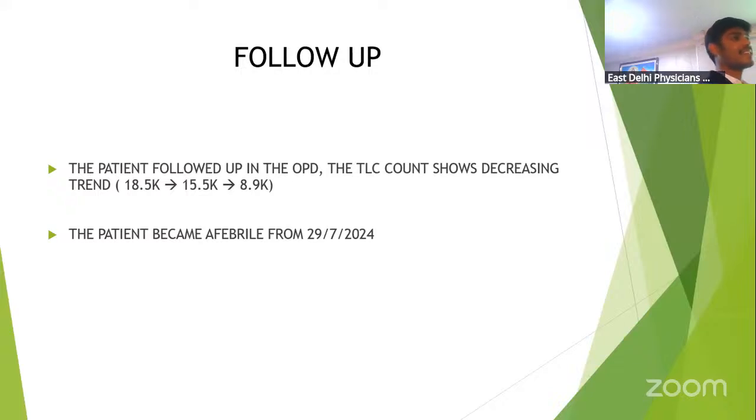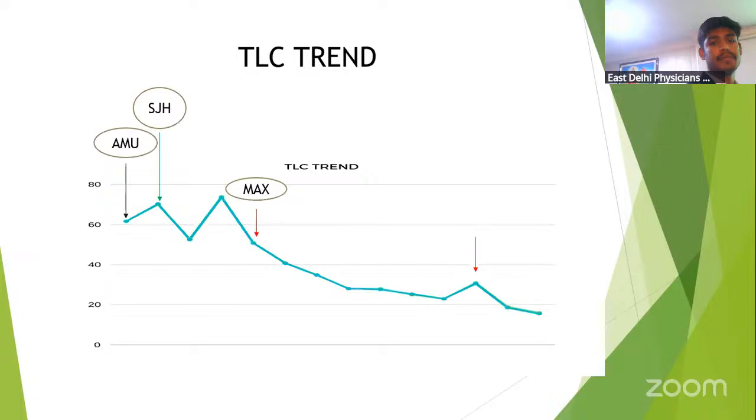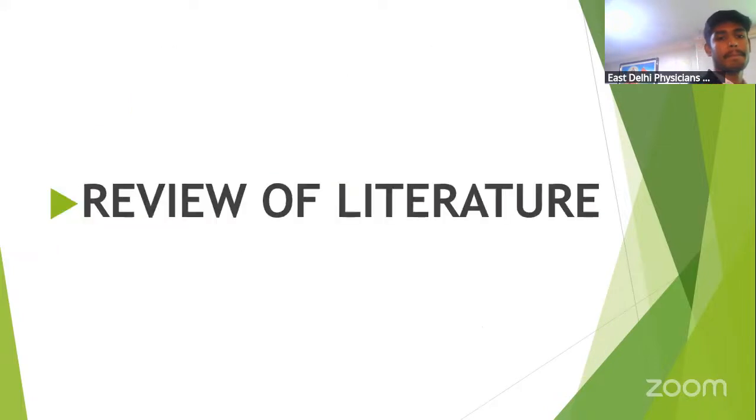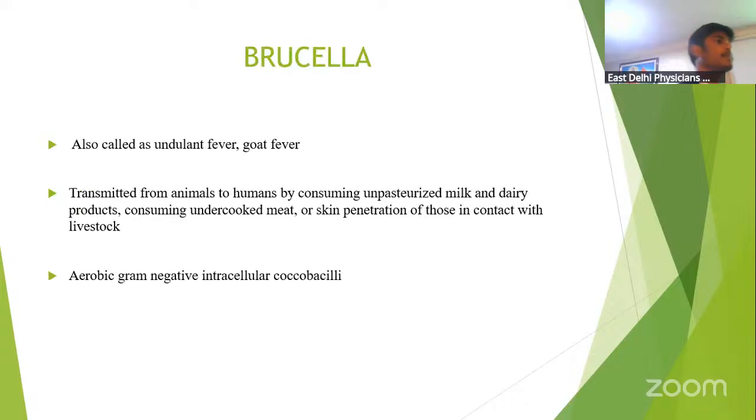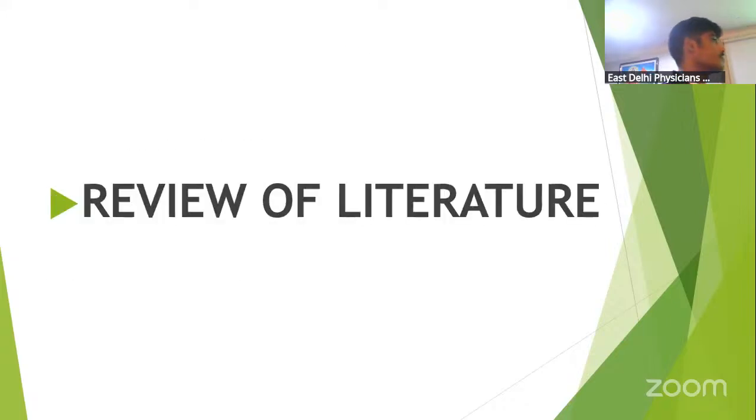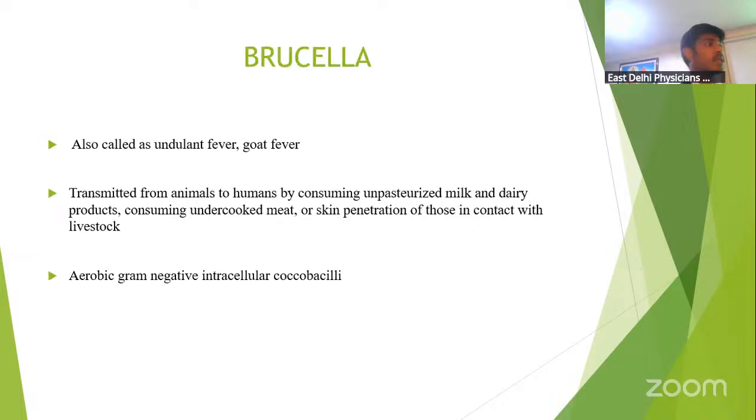How long did you give doxy? 3 weeks. According to the guidelines, you give doxycycline for 3 weeks, but in an immunocompetent patient, it should be given for more than 3 to 6 weeks. Doxy 100 BD, 200 milligrams per day. So just 2 or 3 slides on literature, then we'll finish up.